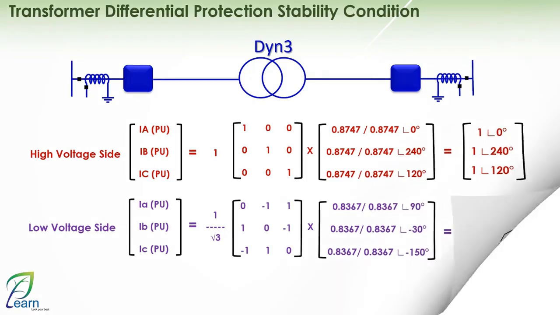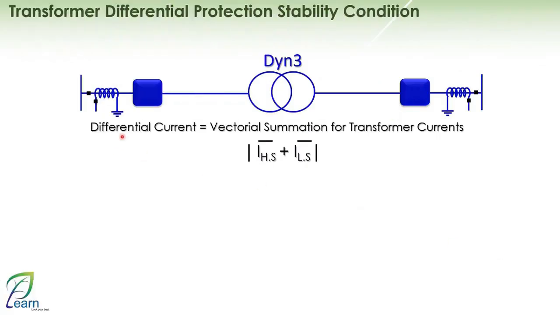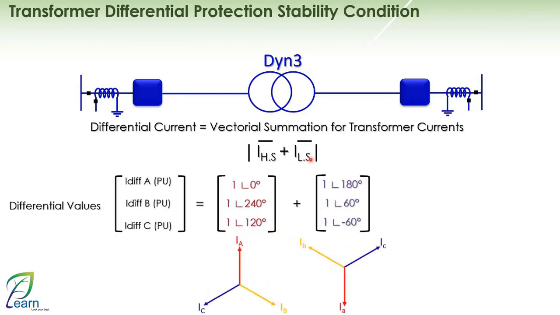Now we know what the differential equals, right? It equals the vectorial summation of the transformer currents, which is the directional sum of the high voltage side current and the low voltage side current. In this case, what will the differential value be? It will equal the high voltage side current, 111, at an angle of 0, 240, 120 plus 111 at an angle of 180, 60, negative 60.